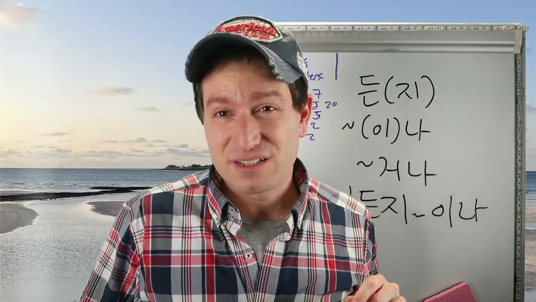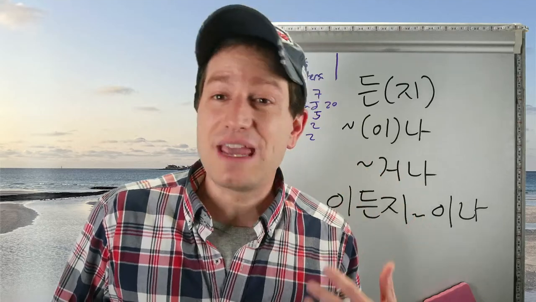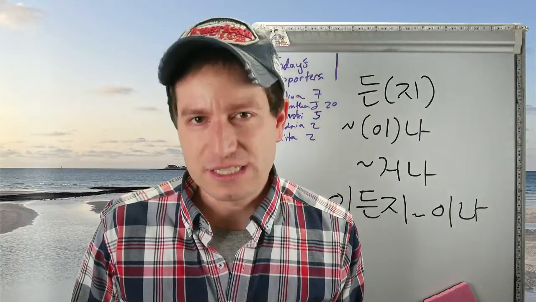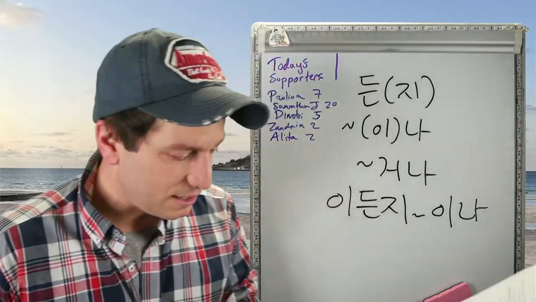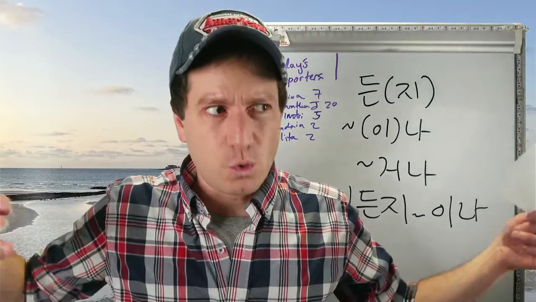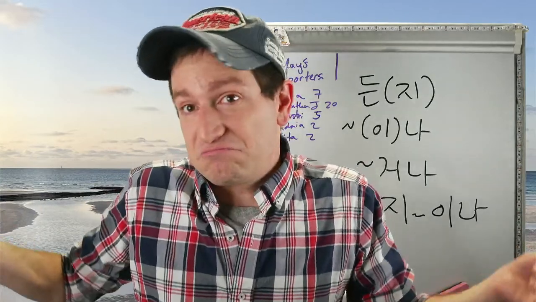That's not what 든 means or 든지. 든지 is for when you're actually making a choice. So if you're actually making a choice, you have to use 든지. You cannot just switch it with 이나. 이나 shows that the speaker has no preference. So again, like, or something or nothing at all. I don't care.